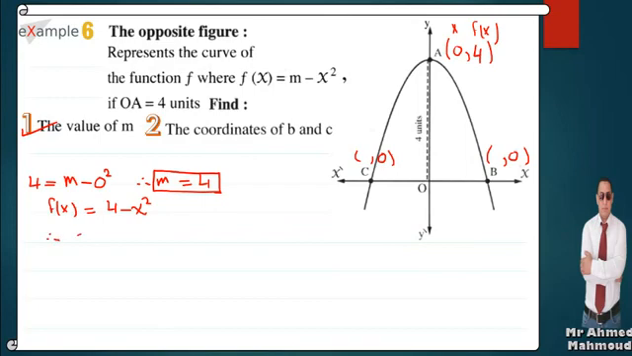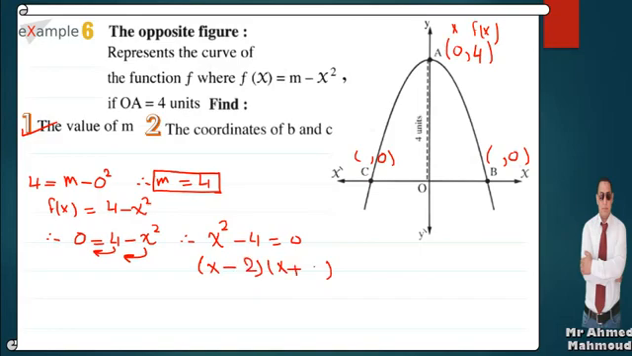Therefore, 0 equals 4 minus x power of 2. I will send 4 here and x power of 2 here. Therefore, x power of 2 minus 4 equals 0. I send 4 here with negative and the negative x with positive, like this. Now I'm going to factorize: x minus 2 times x plus 2 equals 0.